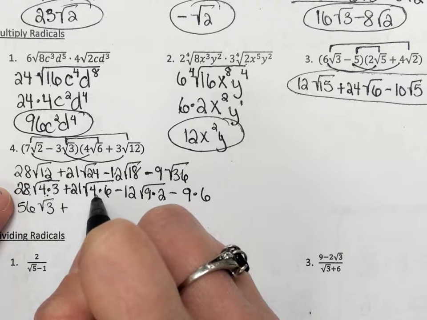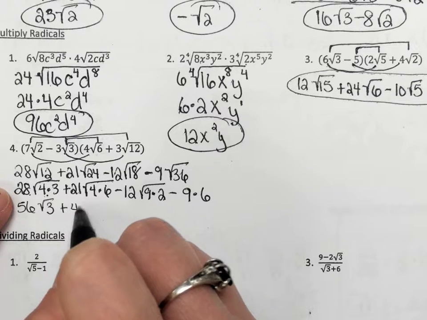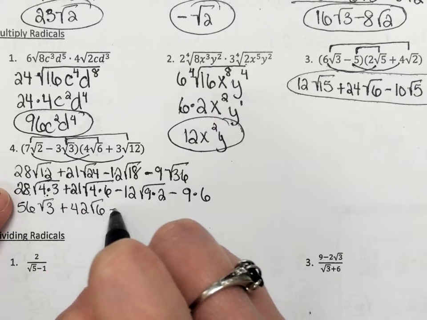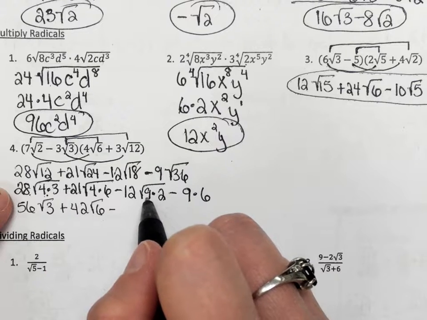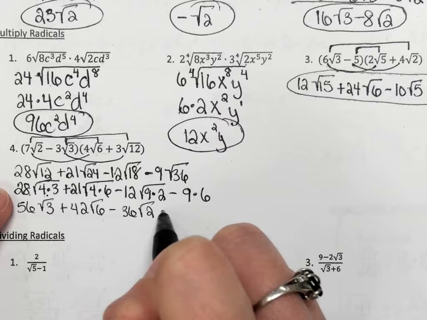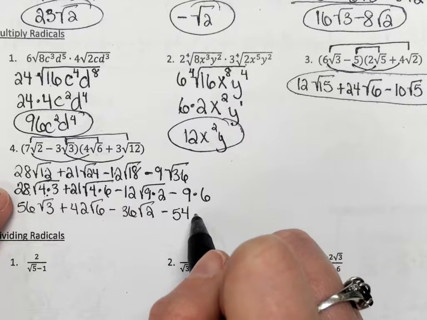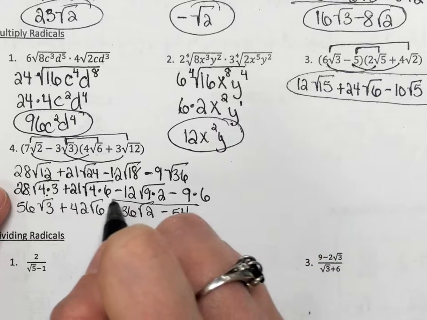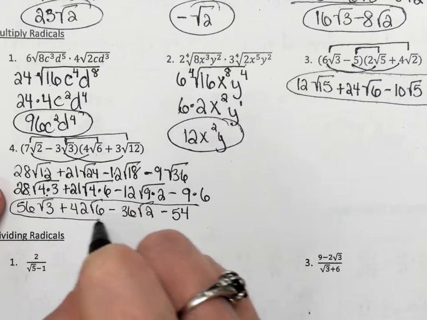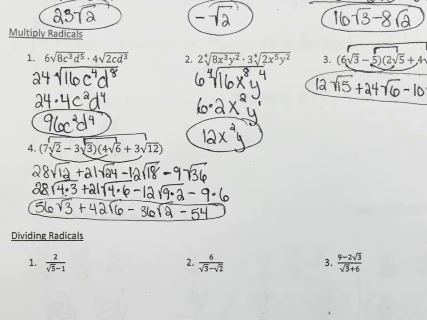All right, what's the square root of 4 again? 2. And then 2 times 21 is? 42. Square root of 6. What's the square root of 9? 3. What's 3 times 12? 36. Square root of 2, and this one is just 9 times 6? 54. There you go. Nothing has the same square root, unfortunately. So that's my answer. Are y'all okay? All right. Let's move on to the bottom.